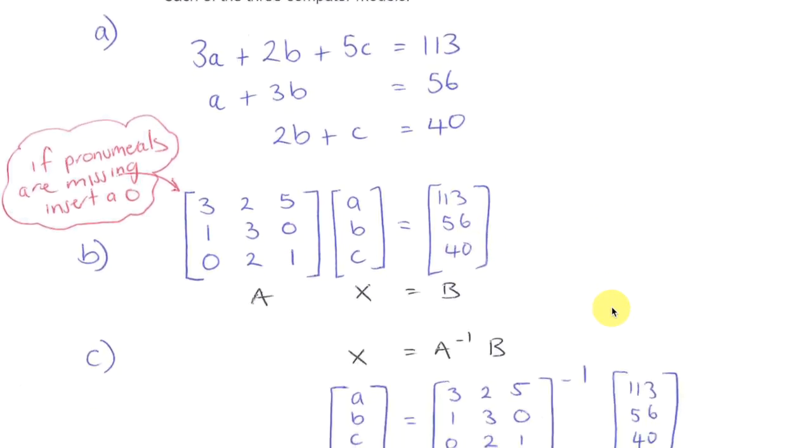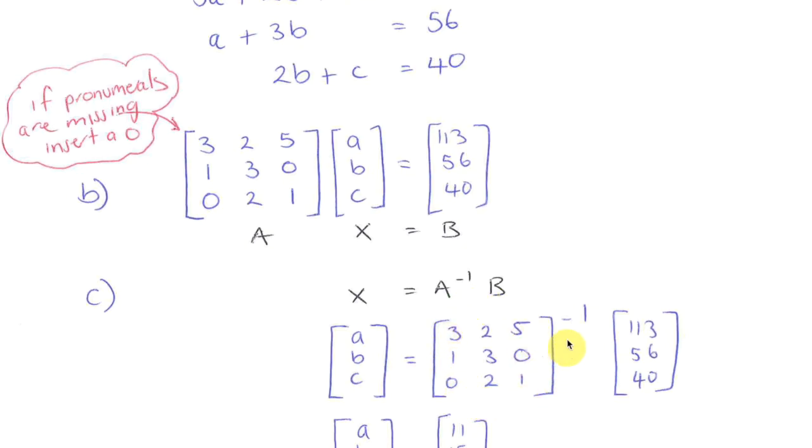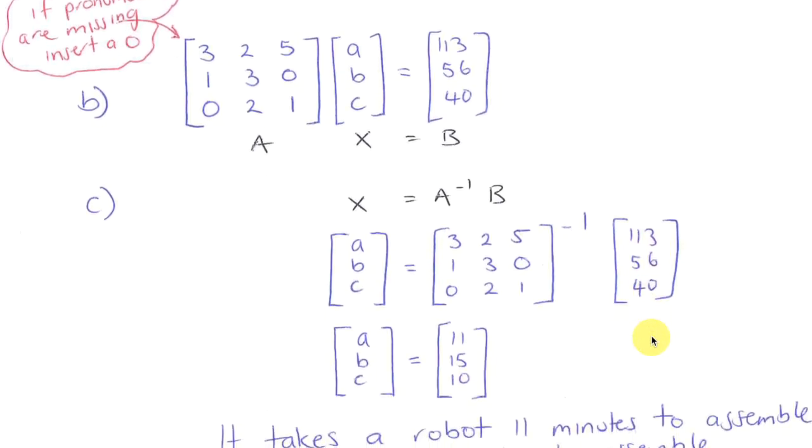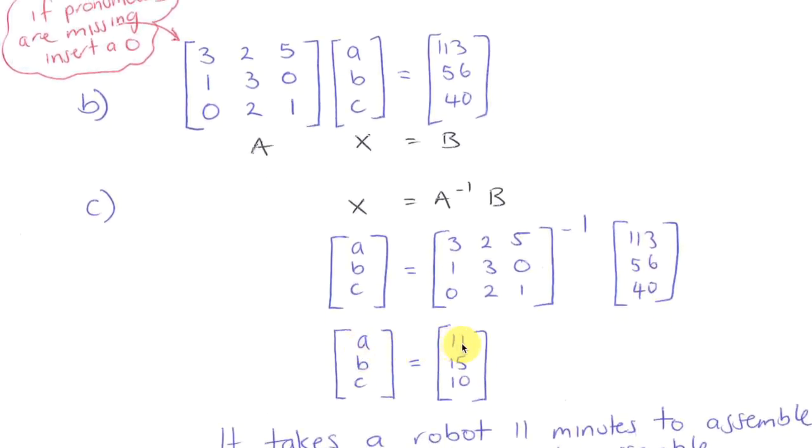Now I want to solve it for a, b, and c. So I want to get matrix X. So matrix X is going to be equal to the inverse of the coefficient matrix. So that's it shown just here. So it's that to the power of negative 1, multiplied by the answer matrix, so 113, 56, 40. That's it there. Again, I do this calculation on my CAS, and I have a equaling 11, b equaling 15, c equaling 10.